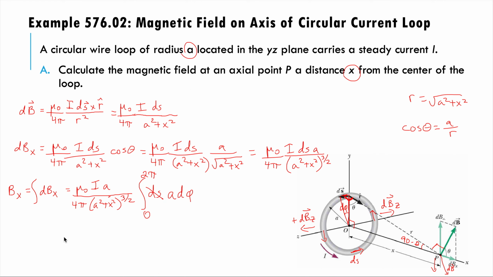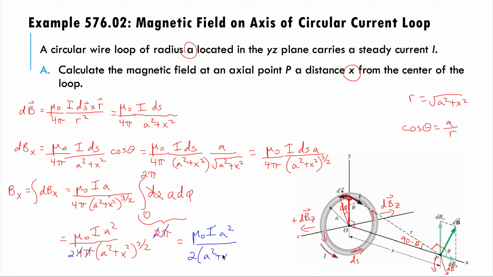All right, so we are almost ready. We have mu naught I, a times a here, a squared over 4 pi, times a squared plus x squared to the 3/2. Then when we integrate d phi from 0 to 2 pi, we just get 2 pi for this integral here. And we can do one last simplification. We can cross out the pi's and cross out the 4 and make it a 2. So our answer for the field is mu naught I a squared over 2 times a squared plus x squared to the 3/2.